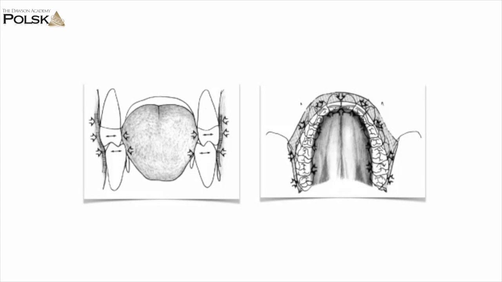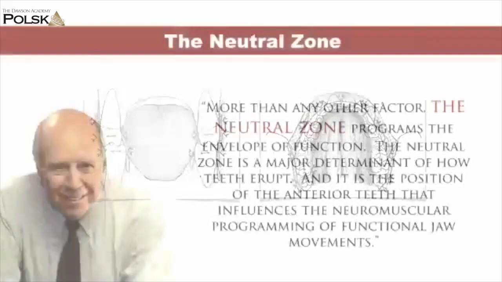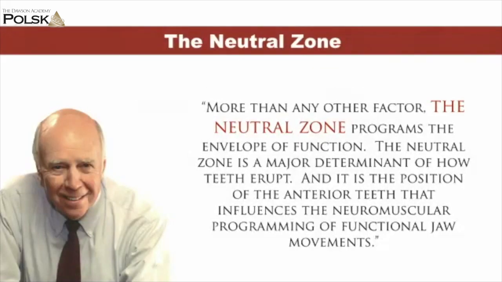So not only do we have an anterior neutral zone, but we also have a posterior neutral zone. In the anterior zone, our balance in the neutral zone is between the influence of the tongue and the orbicularis oris muscle. And in the posterior, we're finding the balance between the lateral borders of the tongue and the buccinator muscle.